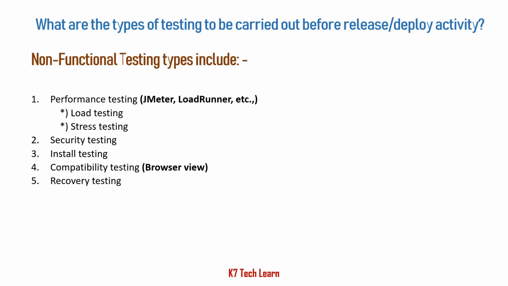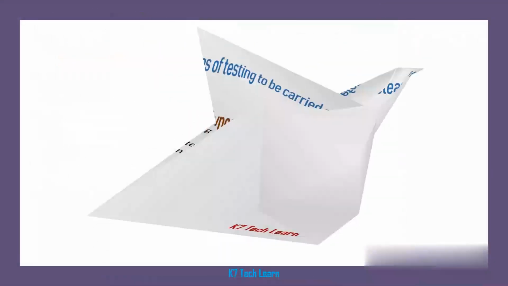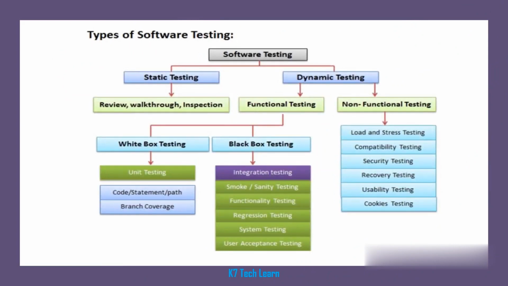For performance testing, we are using the tools JMeter and LoadRunner. Performance in the sense, we check how quickly the application responds to client requests. These tools are used to simulate user requests and test the application performance. Just have a look at this picture to know the outline of the software testing types.